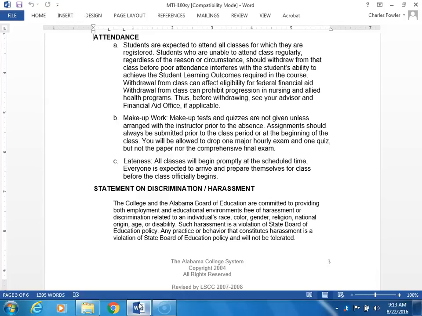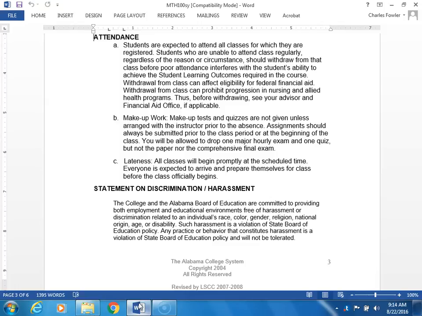going to mess up your grade. Messing up your grade, that can really hurt. So poor attendance could interfere with your ability to achieve the student learning outcomes and therefore get a good grade. Withdrawal can affect your eligibility of financial aid, so sometimes withdrawing is the best choice. Other times it may not be, okay?